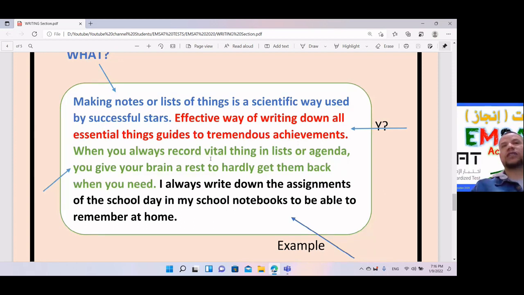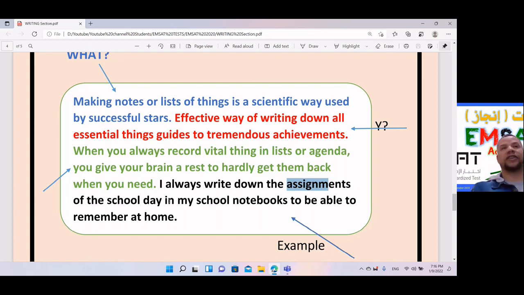Okay, results. When you always record vital things in lists or agenda, you give your brain a rest, so it does not struggle to get them back when you need them. Example, I always write down the assignments of the school. Assignment is one of the examples. Day in my school notebooks to be able to remember at home.